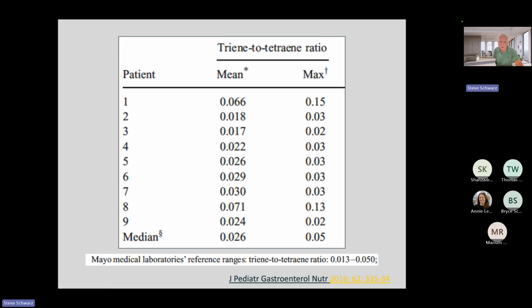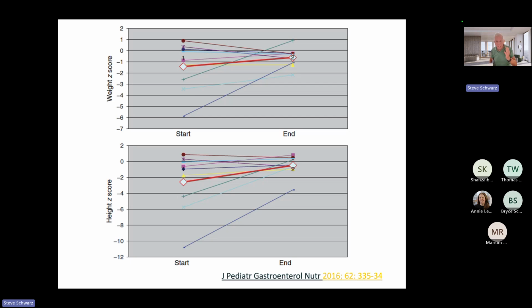And as you can see here, remember 0.013 to 0.05, we have one, I believe there's another patient here. Only 2 of these patients demonstrated a triene to tetraene ratio which could place them theoretically at risk for EFA deficiency, but there was no clinically apparent EFA deficiency in any of them. And again, I showed you this slide previously. If we look at growth and weight gain in terms of their Z-scores, in most of the patients, they improved.